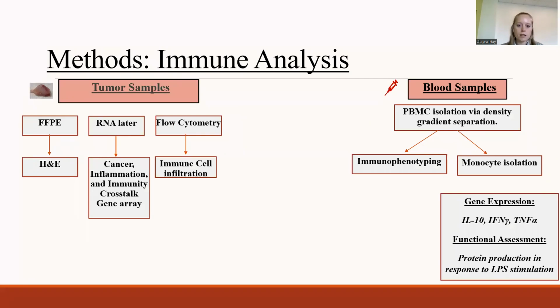For immune analysis evaluation in this study, tumor samples and blood samples were collected. With the tumor samples, we preserved sample for histological analysis, differential gene expression analysis, and immune cell infiltration analysis via flow cytometry. PBMCs were isolated from whole blood samples to evaluate circulating immune cell populations and also to define the genetic signature and functional assessment of monocytes.